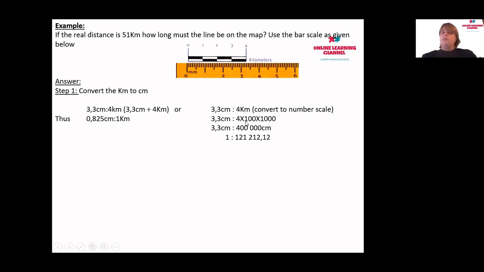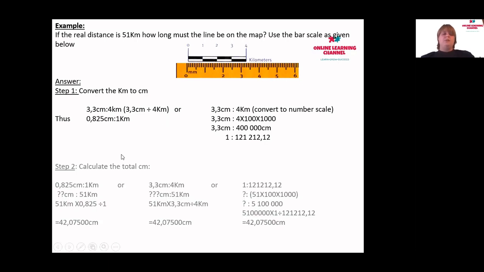Or you can write it in a number scale, which means 3.3 centimeters to 4 kilometers converted to centimeters. So it's going to be 1 to 121,212.12.